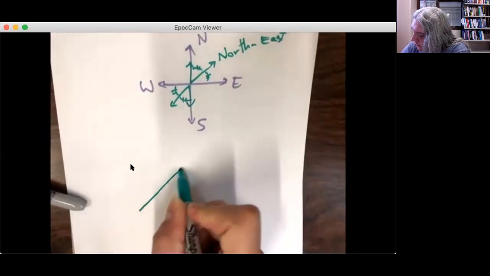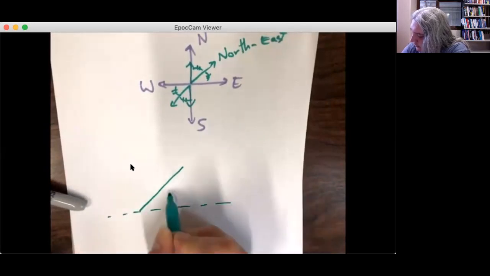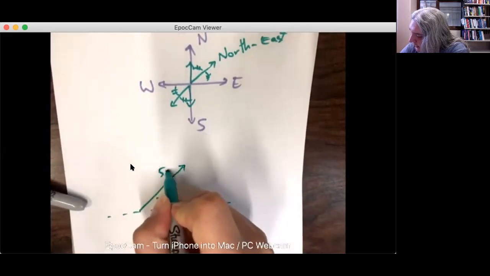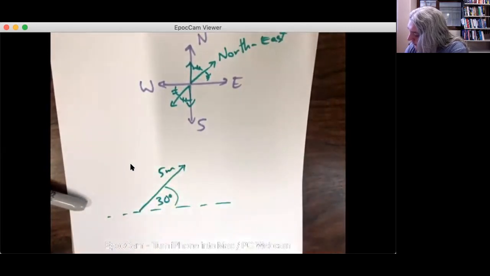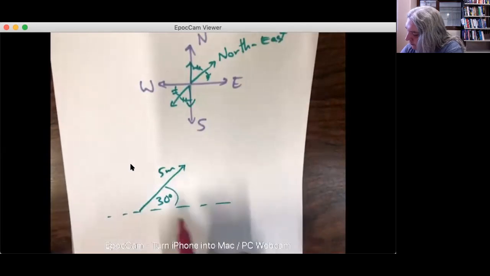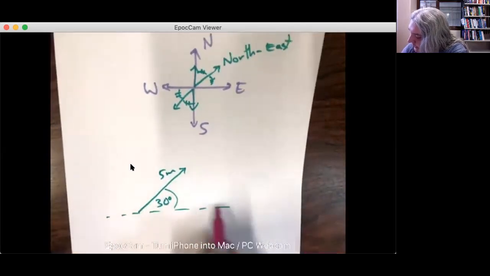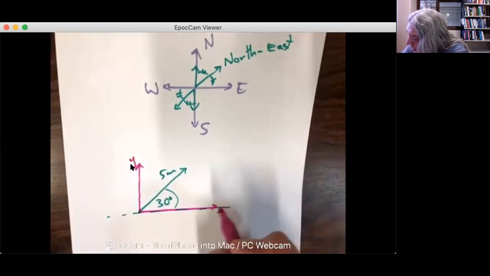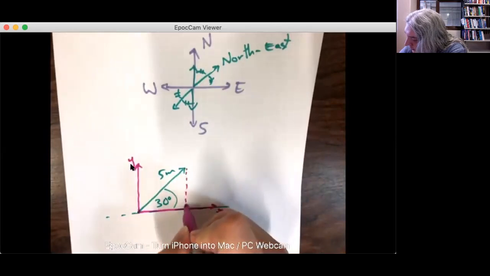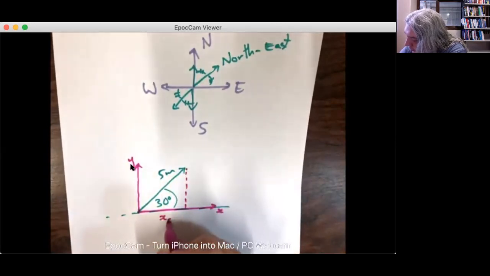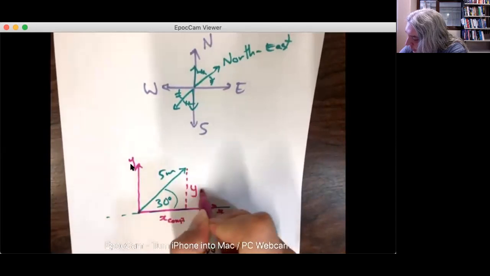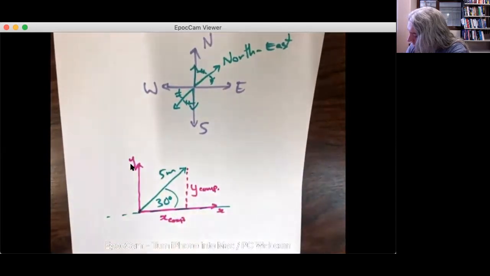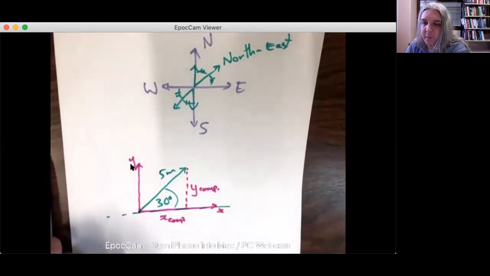So we might be told, okay, here's our horizontal. This vector is, say, 30 degrees up, and it's 5 meters long. Then we want to find out the X and the Y components. So we get to choose our X and Y, but if we've been told there's a horizontal, then usually that means you should use that as your X. That means Y will be perpendicular. And so now what we're looking for is the X component and the Y component.